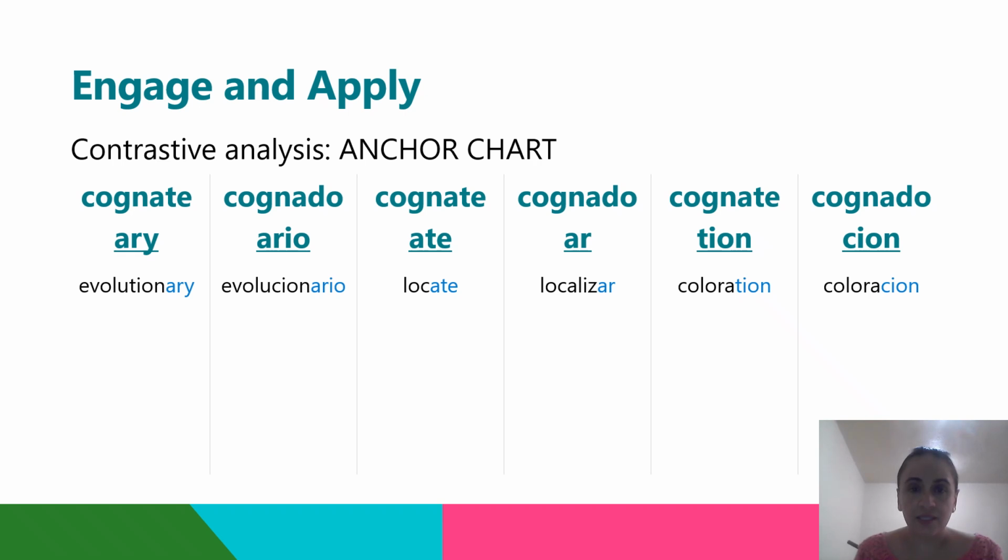In the second example, the suffix ate has multiple meanings to form adjectives, verbs, and nouns. In this case, the word locate is a verb.